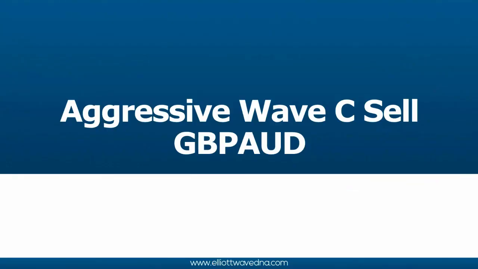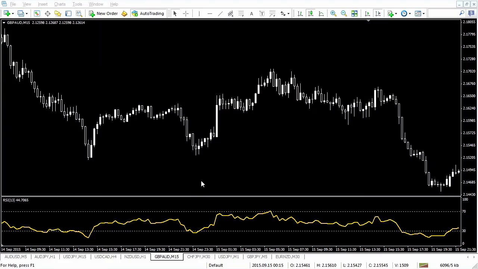Aggressive wave C sell on the pound Aussie. This is a chart of the pound Aussie, where I spotted a nice 3-wave move developing, and I wanted to try to short at the 4th wave pullback. Why? The main question you would ask for sure is why I started my count over here.